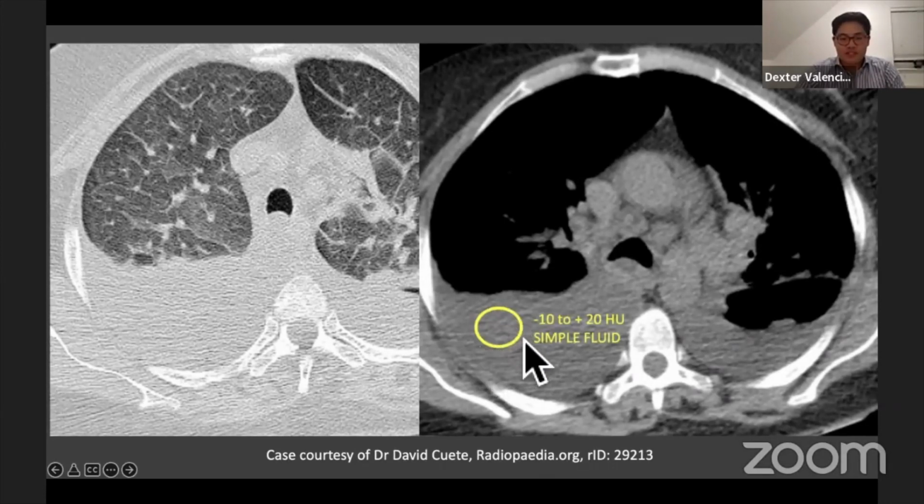If we draw a region of interest, we can measure pleural fluid, and anything between -10 and +20 is simple fluid. So this is just sort of transudate from the cardiac failure, causing these pleural effusions. So again, we can measure fluid to prove that it is close to 0 on the Hounsfield unit scale.